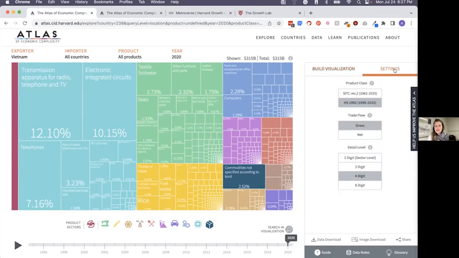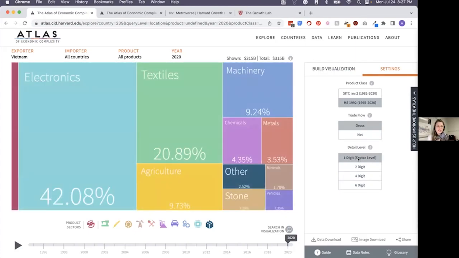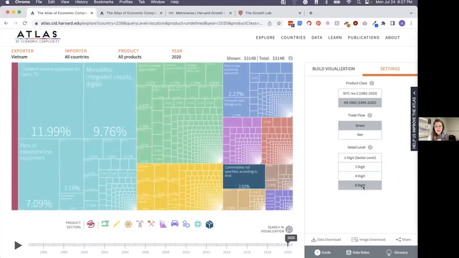I might come in here and say, okay, this is 4-digit Comtrade data. I don't need anything that disaggregated. I just need the 1-digit. And here you get this super nice aggregated bird's eye view of the export basket. Or you might be a person who really cares about that 6-digit data. And we break it all the way down for you here as well.